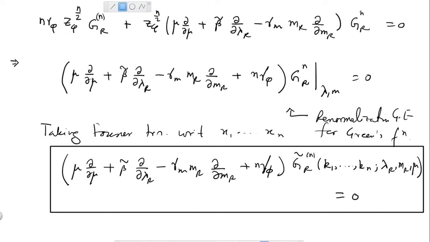Okay, excellent. Now we want to solve the renormalization group equations. And we are going to see some nice results, which will tell us about the behavior of Green's functions at high energies. So let's look at how to find the solutions of the renormalization group equation.